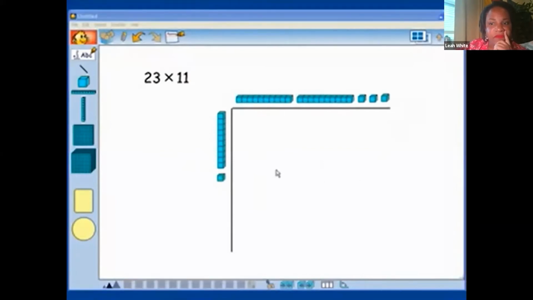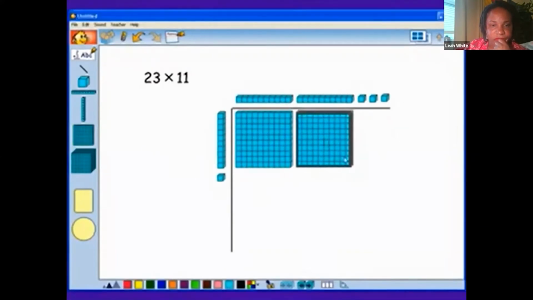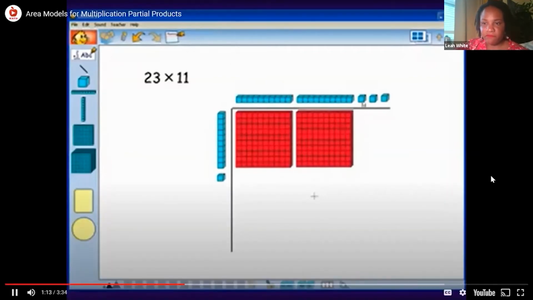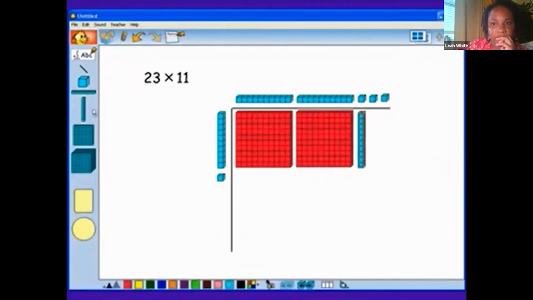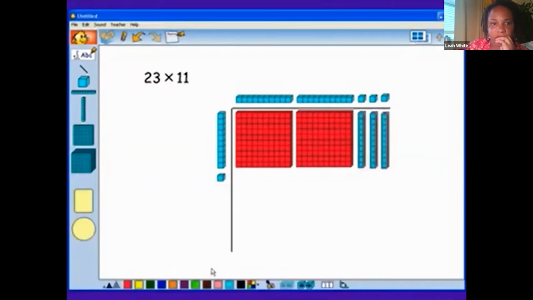Now we will fill in our rectangle. Let's start with the tens. I have 10 by 20. 10 by 20 gives me 200. And we'll color this red. But that's only part of my rectangle. I also have 10 by 3. 10 by 3 gives me 30. And I'll color this green.